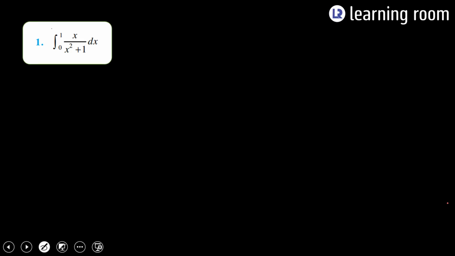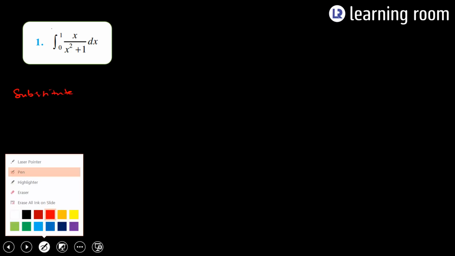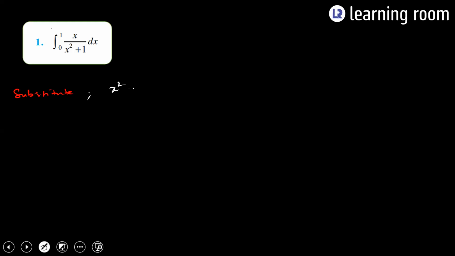So how to do this problem? Integral of 0 to 1, x divided by x square plus 1 dx. Right. So if you observe, the denominator is second degree and the numerator is first degree. So the numerator should be the derivative of the denominator. So what we can do is substitute x square plus 1 is equal to t, which implies 2x dx will be equal to dt.